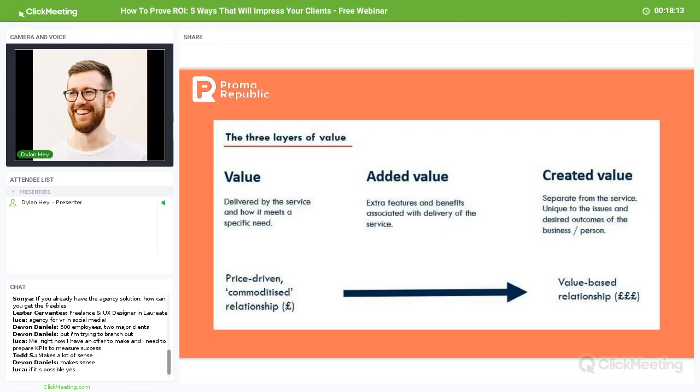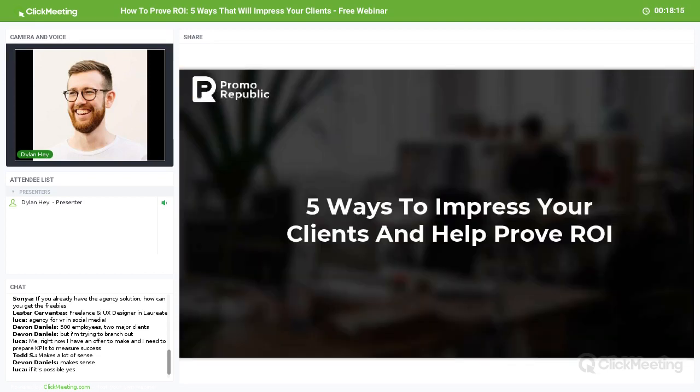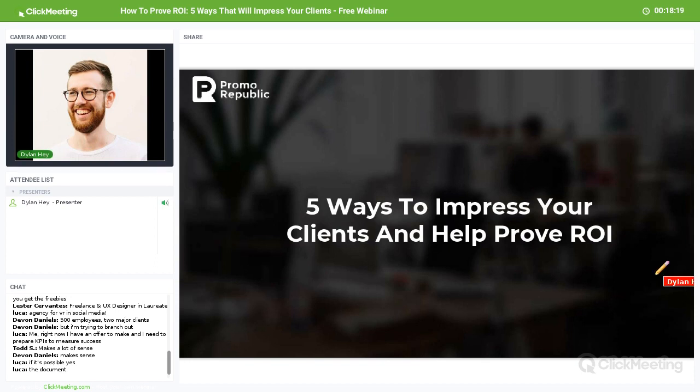Okay, cool. So let's continue into 5 ways that you can impress your clients and help prove ROI. Oh, the document. Okay, I get you, Luca. Yeah, so it was a blog post. I'm just trying to find it actually, and I am struggling. So let's check one more time. The value spectrum digital marketing. I'm going to Google search that. I feel like if I search the value spectrum digital marketing, I might have a good chance to find it, but who knows? Actually, here we go. I think I have it. I think I have it, Luca.